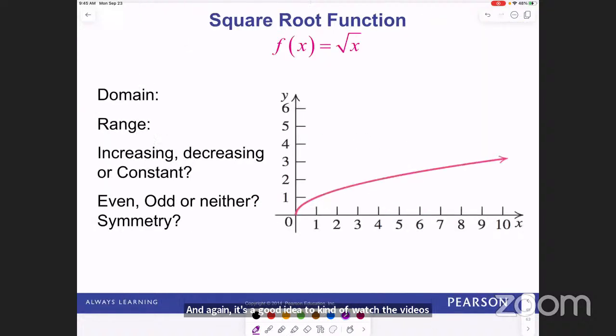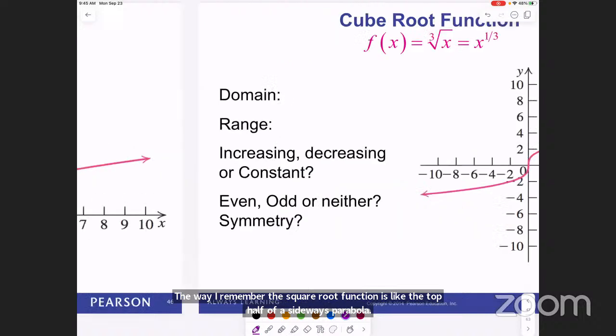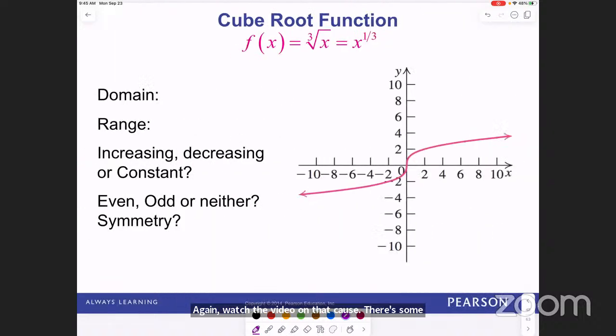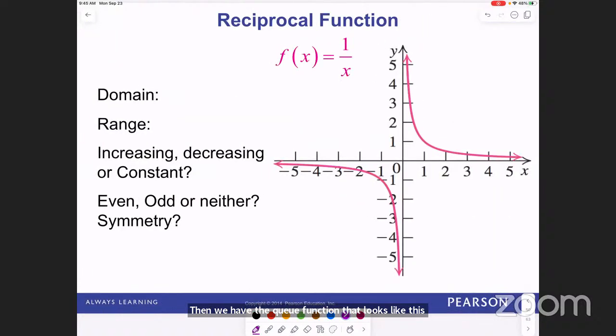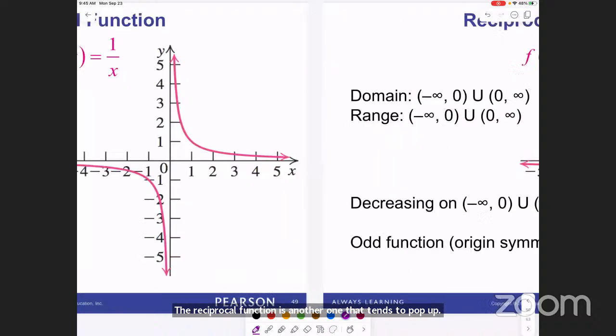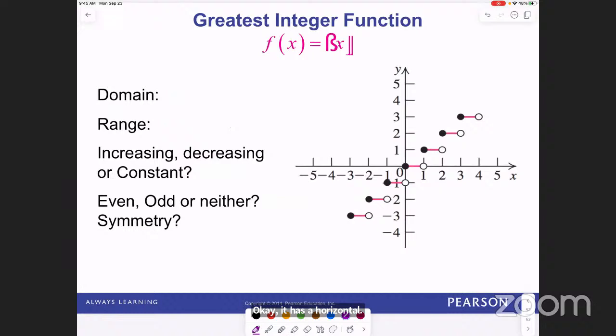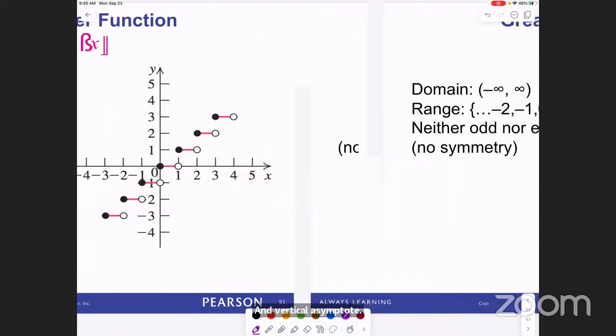Another classic one is called the square root function. The way I remember the square root function is like the top half of a sideways parabola. Again, watch the video on that because there are some details and nuances there. Then we have the cube root function. It looks like this. The reciprocal function is another one that tends to pop up. It has a horizontal and vertical asymptote. The step function is one we did just a moment ago.